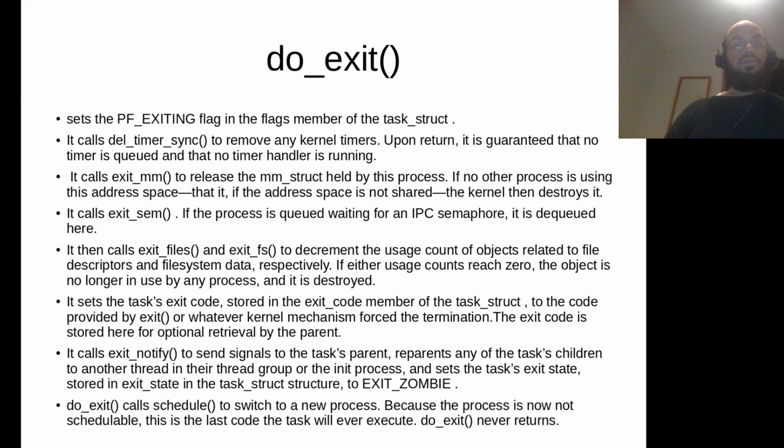And if there are any locks or semaphores that are held by the process, then they are released. We are going to talk about locks and semaphores very soon, in the next lecture. It also calls exit files and exit file system to decrement the counts. If it has any files that are open, it closes all of these files. I mean, it tries to exit them. It basically says that I no longer use these objects.